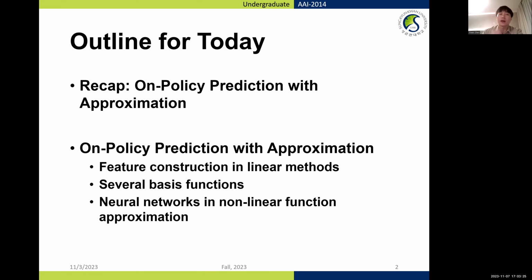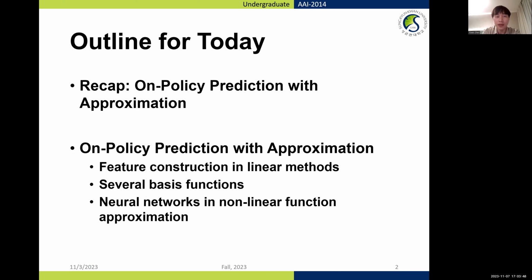So we learned some on-policy Monte Carlo prediction. It's parameterized, right? We use the weight to represent the states, a linear combination. So in this lecture, we're going to continue learning this knowledge.